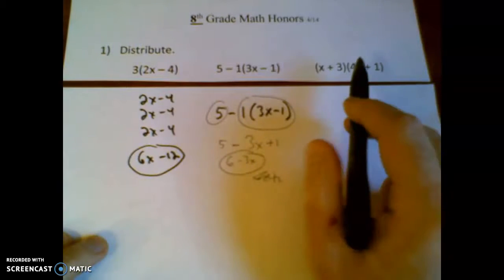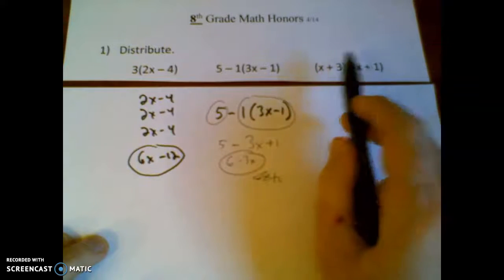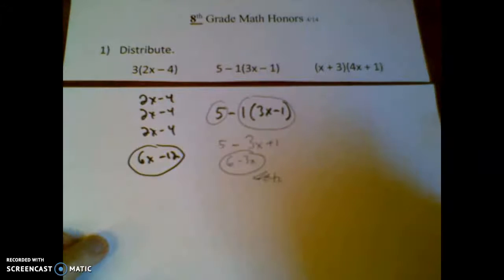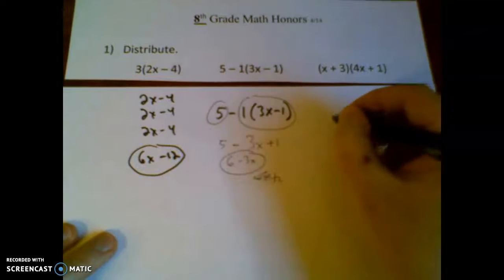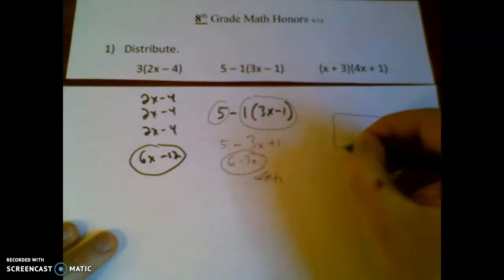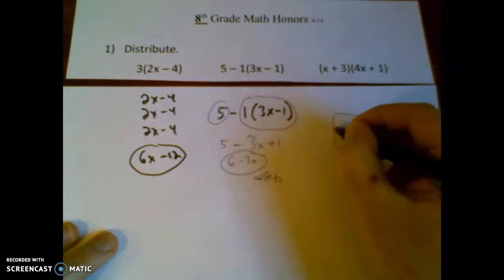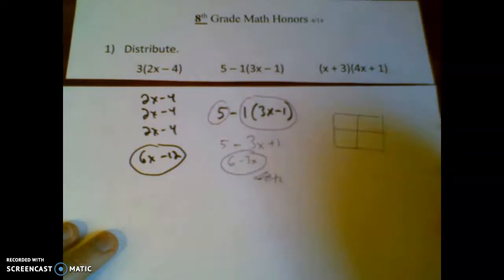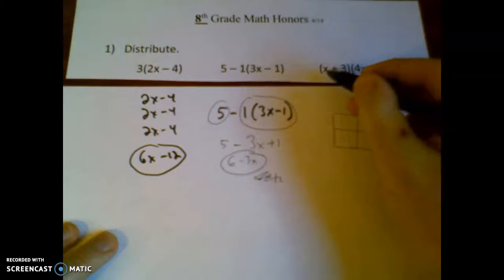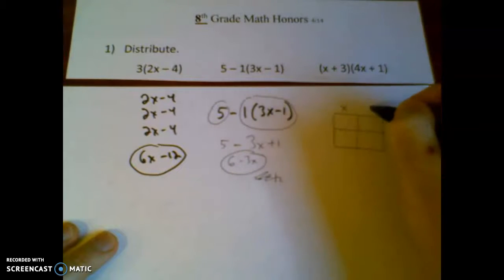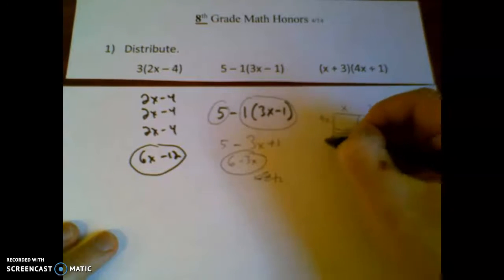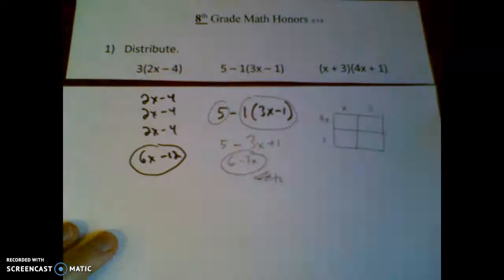And this last one introduces distributive property when we have two terms in each parenthesis. So there are a couple ways to solve it, but one way we're going to look at is called a generic rectangle. And what this is going to help us with is to organize our work. So I'm going to put x plus 3 across one of the dimensions, and I'm going to do 4x plus 1 across the other dimension. And then we're just going to go ahead and multiply this out.